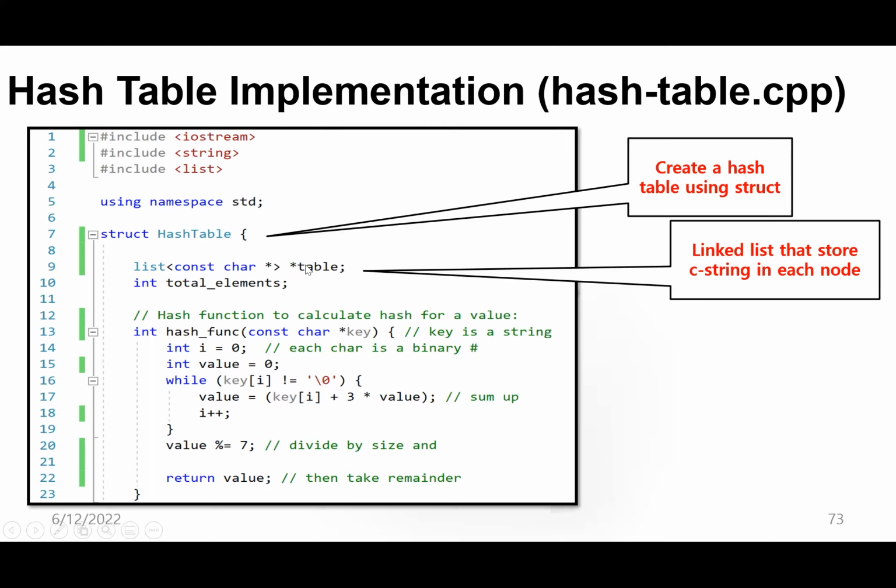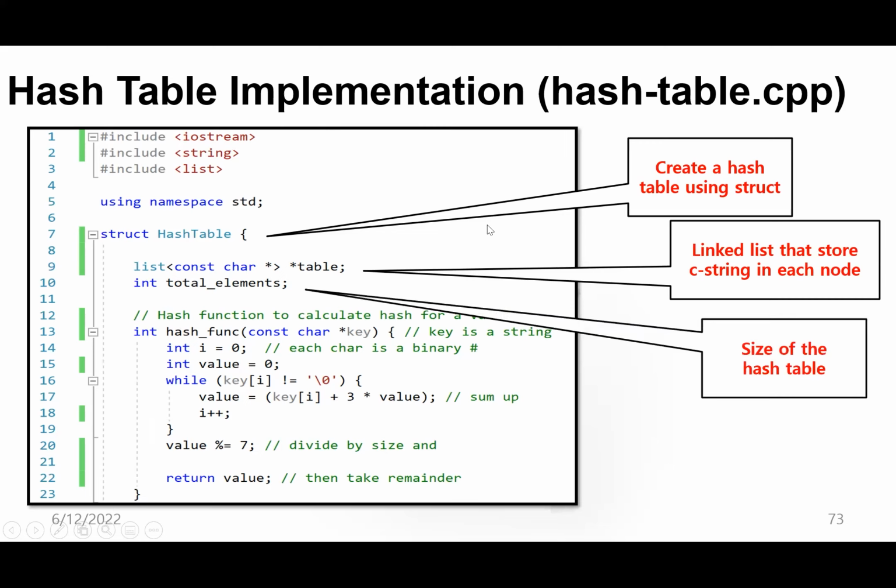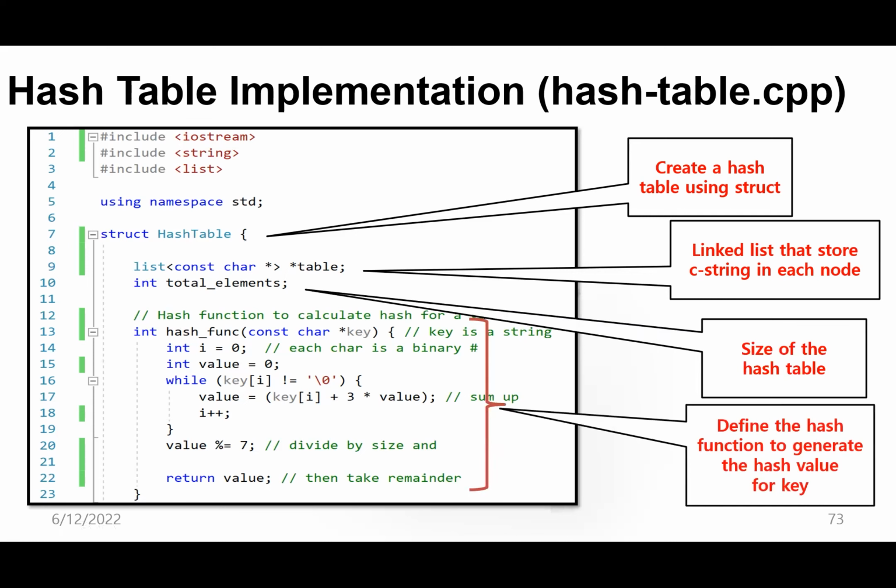Okay, I have this table here, list table, and what I store inside every element in the linked list is a constant char pointer, which is a C string, basically to store the name. And then this total element is the size of my hash table. So when I create the hash table, I can specify if I want it to be size 7 or size 10 or size 100. Okay, so I can choose. Then this is my hash function that we've seen just now using the same formula.